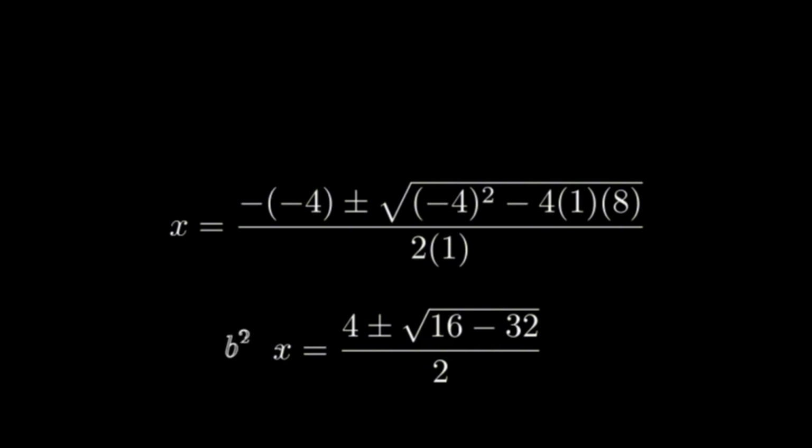The expression under the square root is called the discriminant, denoted as b squared minus 4ac. This term is crucial because it determines the nature of our solutions. Let's calculate it explicitly for our values. Working through the discriminant calculation, we get 16 minus 32, which equals negative 16. This is a significant result because the sign of the discriminant tells us what type of solutions to expect.